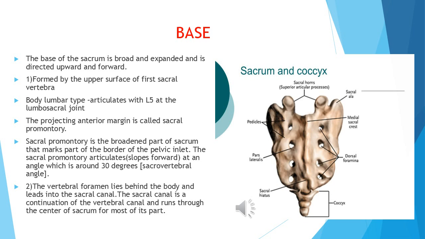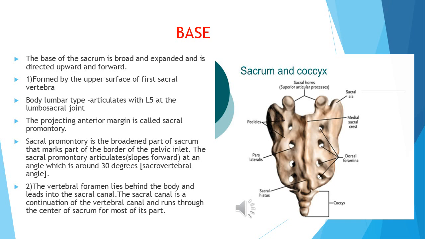The sacral promontory slopes forward at an angle of around 30 degrees, and that is known as the sacrovertebral angle. You know that behind the body of a vertebra there will be the vertebral canal. So behind the first vertebra, the S1 vertebra, the vertebral foramen is there, and that is continuous with the sacral canal, which is later formed by the fusion of the other sacral vertebrae. So it is leading to the sacral canal.